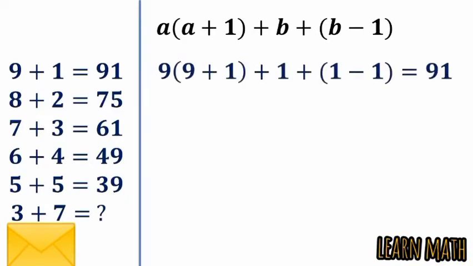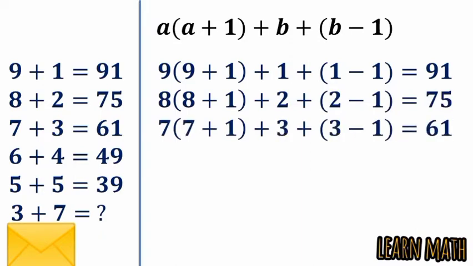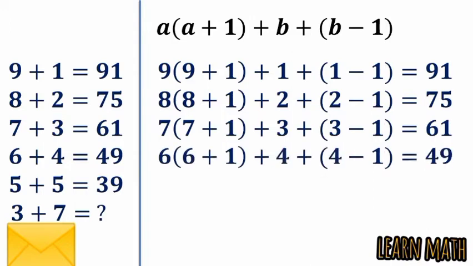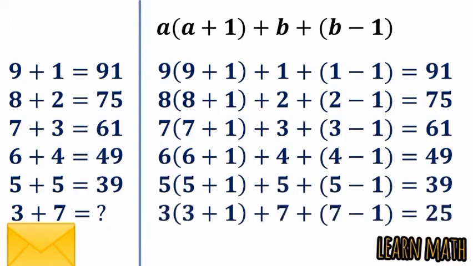Similarly, consider A as 8, B as 2, then we get 75. Then A as 7, B as 3, we get 61. A as 6, B as 4, we get 49. A and B equal to 5, we get 39. A is 3, B is 7, then we get 25.